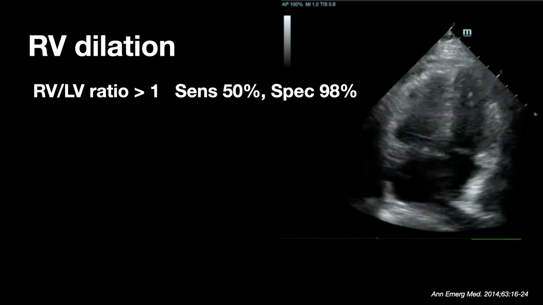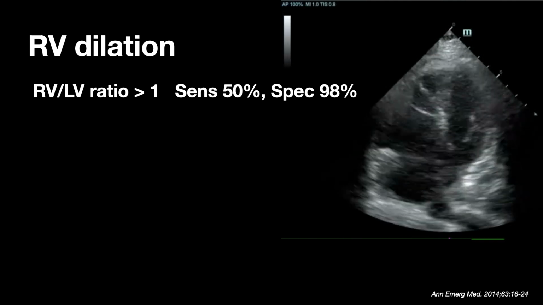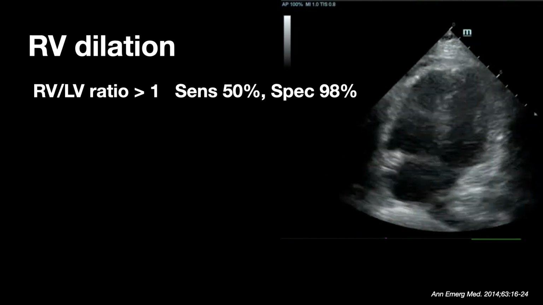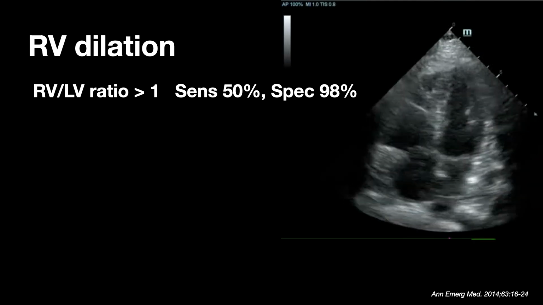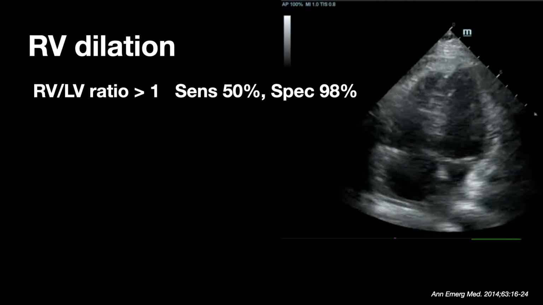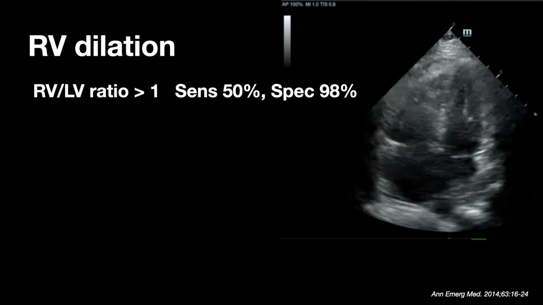From a study in 2014, right heart strain is 98% specific for PE and the sensitivity is 50%. It's really not that sensitive. If you don't see it, it could still be subsegmental PE. The right heart enlargement does not rule out PE. It helps you rule in a bad PE.